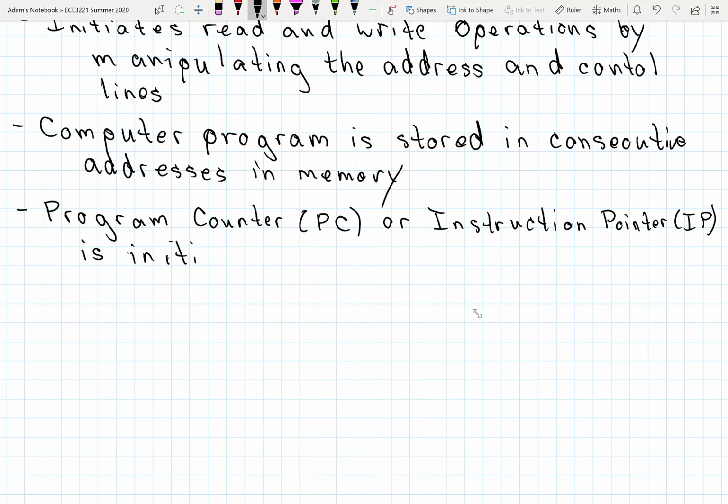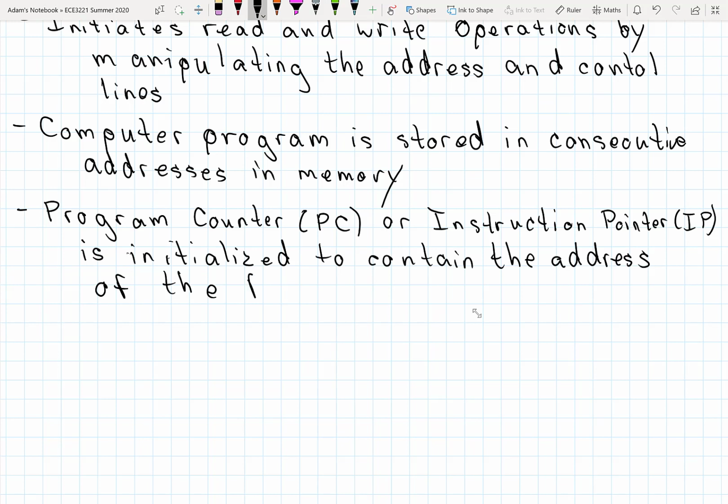Okay, so the program counter or instruction pointer is initialized to contain the address of the first instruction.